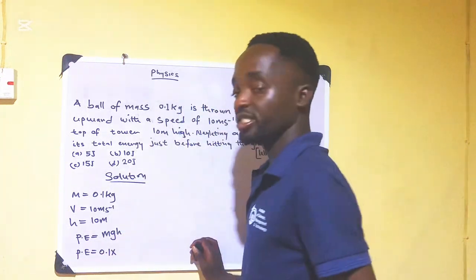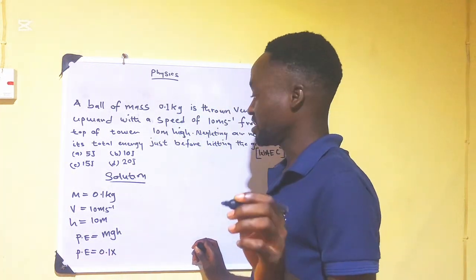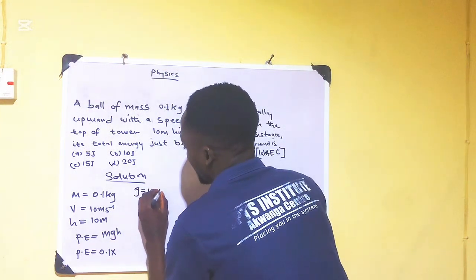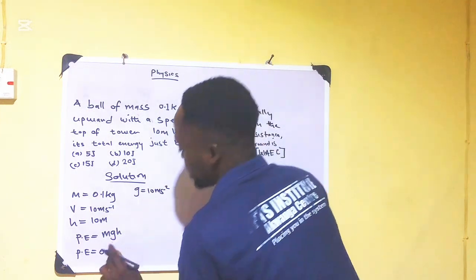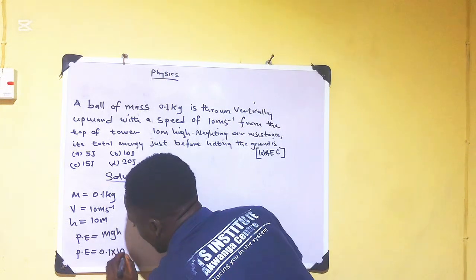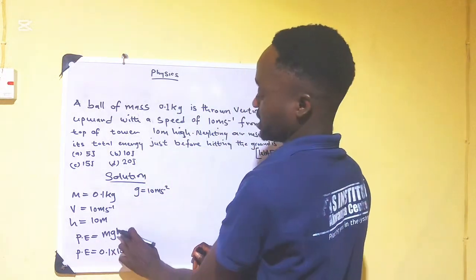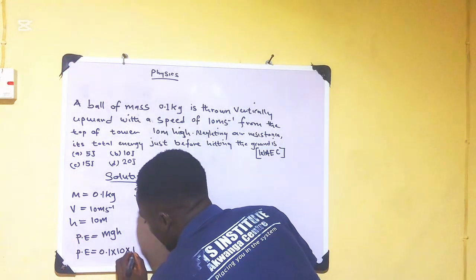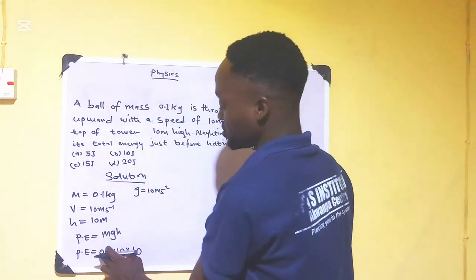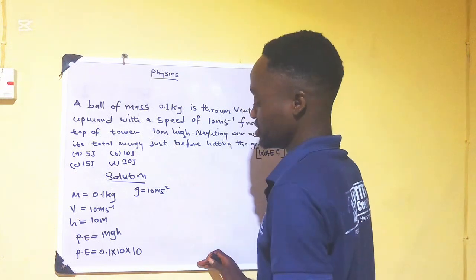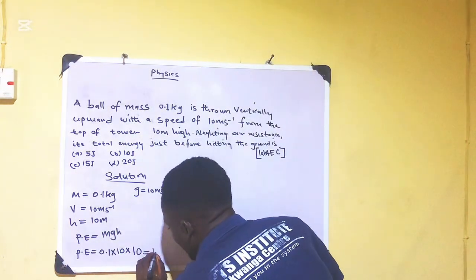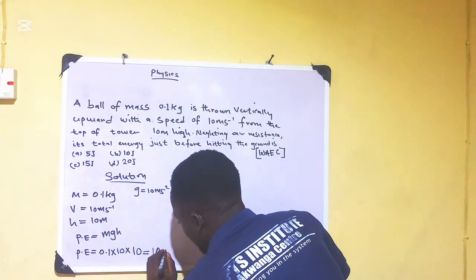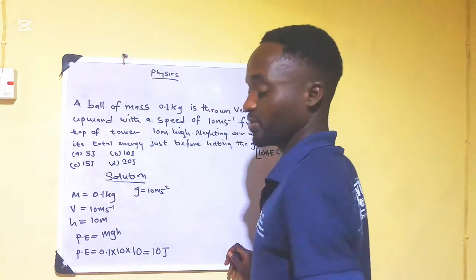times g. Remember, g is acceleration due to gravity, which is a constant, and g is 10 meters per second squared. So my g here is 10, times my height, which is also 10. So I have 0.1 times 10 times 10, and this should give me 10 joules. Remember, the unit of energy is joules. So that's the answer for the potential energy.